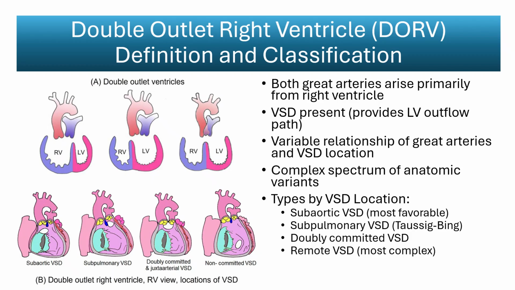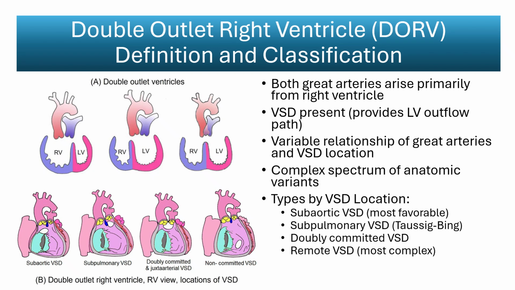A subaortic ventricular septal defect is the most favorable configuration because blood from the left ventricle flows directly into the aorta. In contrast, a subpulmonary VSD, also known as the Taussig-Bing anomaly, directs left ventricular output toward the pulmonary artery and mimics the physiology of transposition of the great arteries. A doubly committed VSD lies just beneath both great arteries and allows some balance of flow.